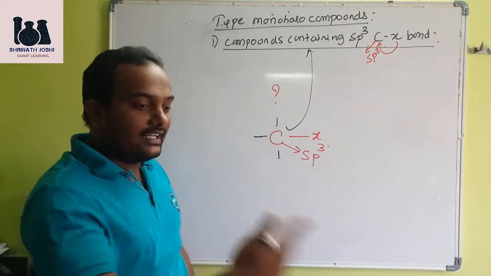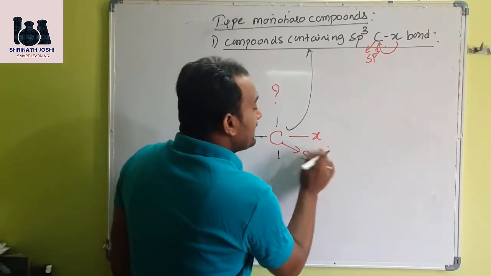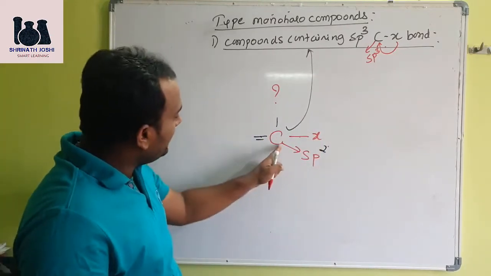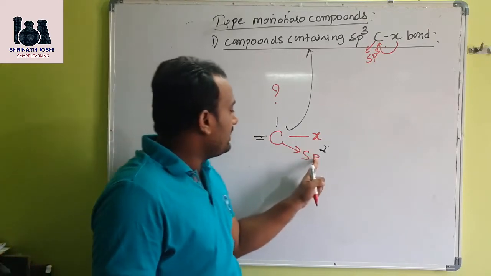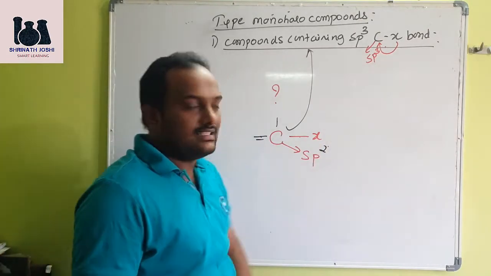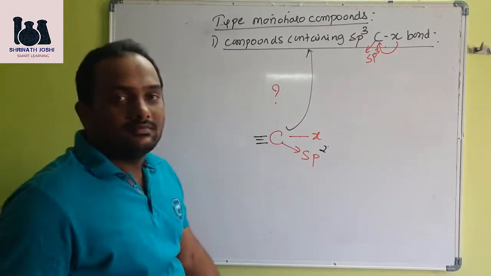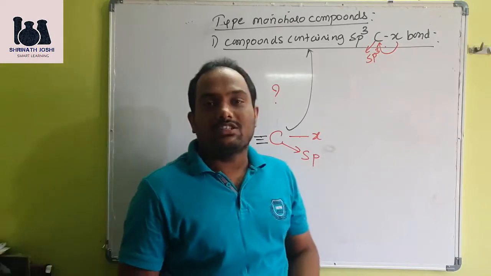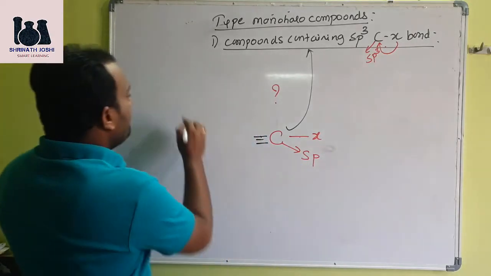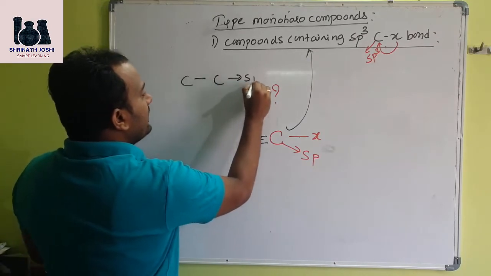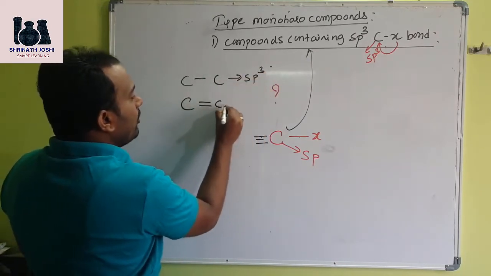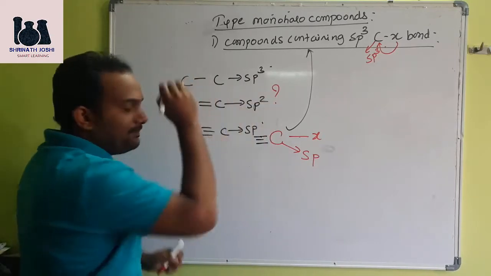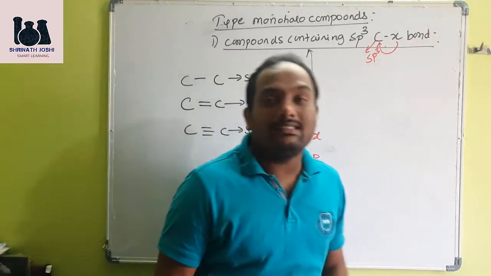Then the question comes: how is it sp2? Remember, one of the bonds will be double. If it is doubly bonded to a carbon atom, then it undergoes sp2 hybridization. If it is triply bonded, then it must undergo sp hybridization. This is how the type of hybridization of a carbon atom is determined. Remember, if it is a carbon-carbon single bond, it is sp3. If carbon-carbon double bond, it is sp2. If carbon-carbon triple bond, it is sp.